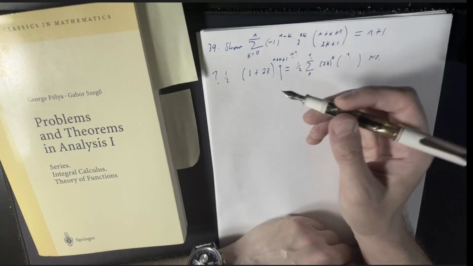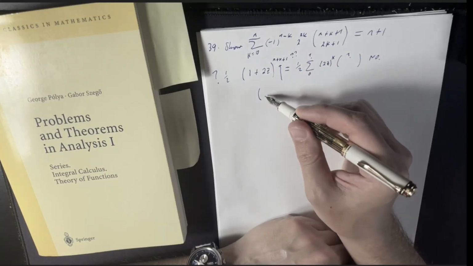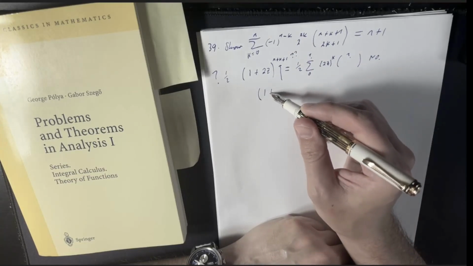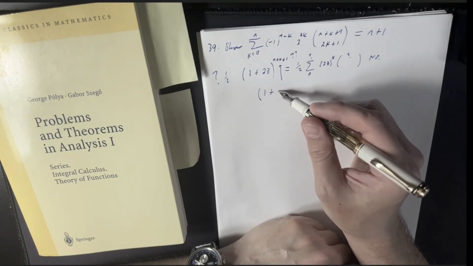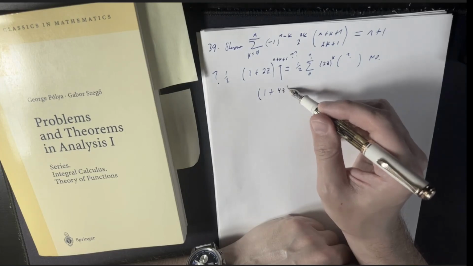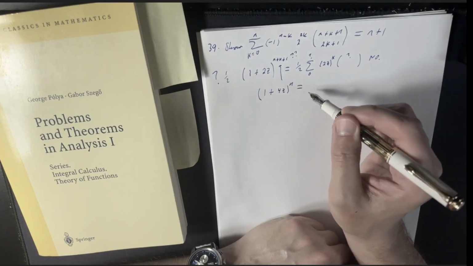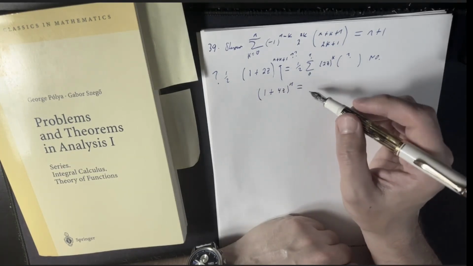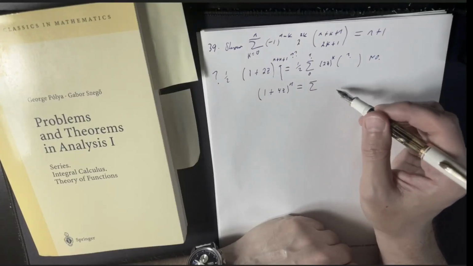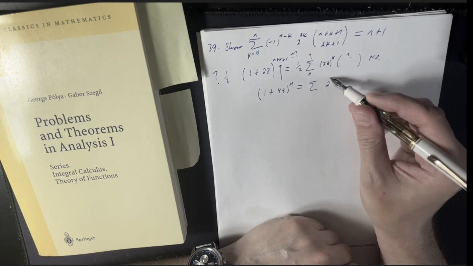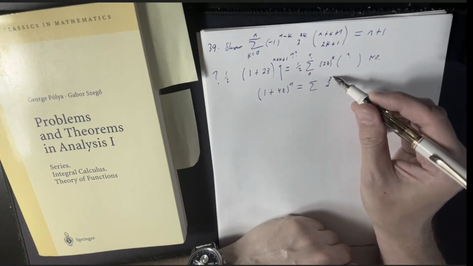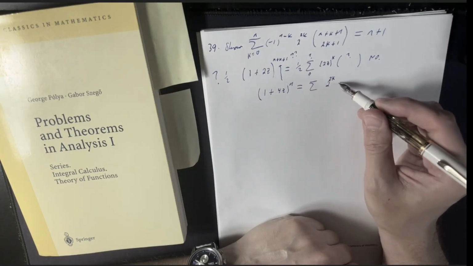I mean, suppose we had 4z to the n. Let's just look at that real quick. You'd get 2 to the 2k, z to the k.